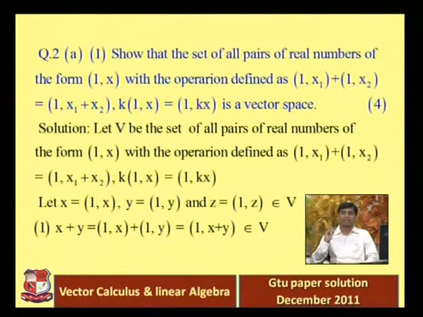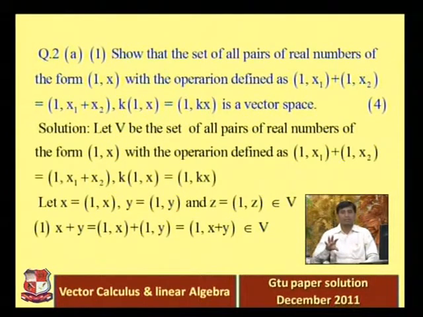To check whether the given set is a vector space or not, you have to take these operations. So (1, x1) plus (1, x2) is equal to (1, x1 plus x2). So 1 is as it is. You have to add only the second coordinates, x1 plus x2, and scalar multiplication is already defined: k into (1, x) is equal to (1, kx). So that is a vector space that we have to prove.